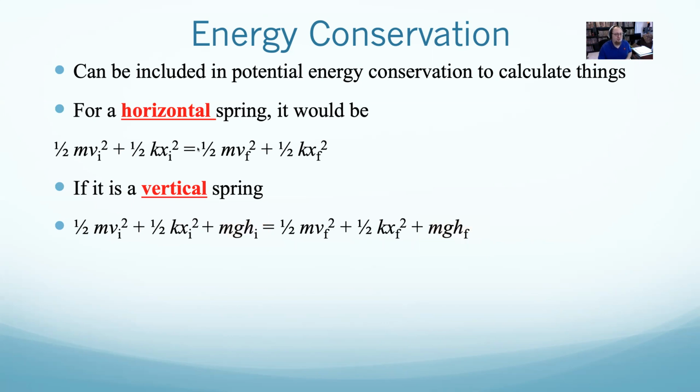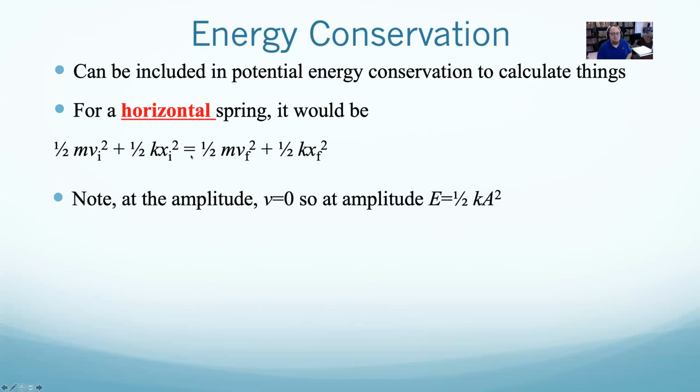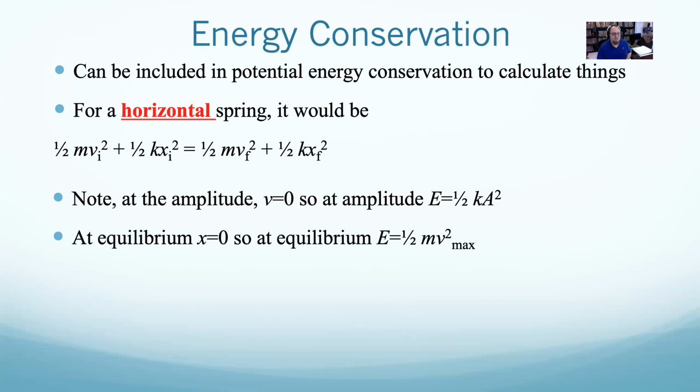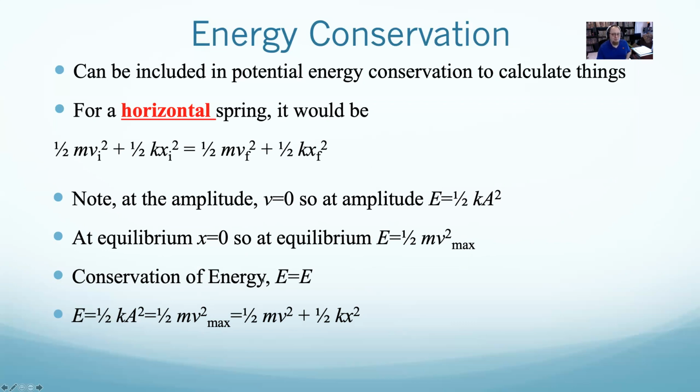But for the horizontal spring, I can say at the amplitude, v equals 0. So at the amplitude, all of the energy is potential, where your x is going to be capital A because it's the amplitude. At the equilibrium, your x equals 0. So at equilibrium, all your energy is 1/2 mv squared, where v is going to be a maximum. And conservation of energy says the energy is the same everywhere else. So the energy at the amplitude equals the energy at the equilibrium equals the energy everywhere else. And this conservation of energy equation will tell you exactly what the velocity is as a function of position. Anytime you need to know velocity as a function of position, this is how you get it. Conservation of energy.